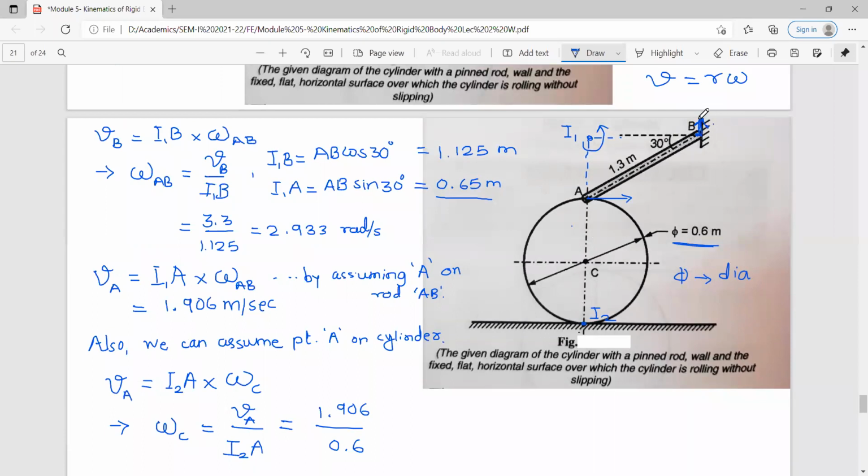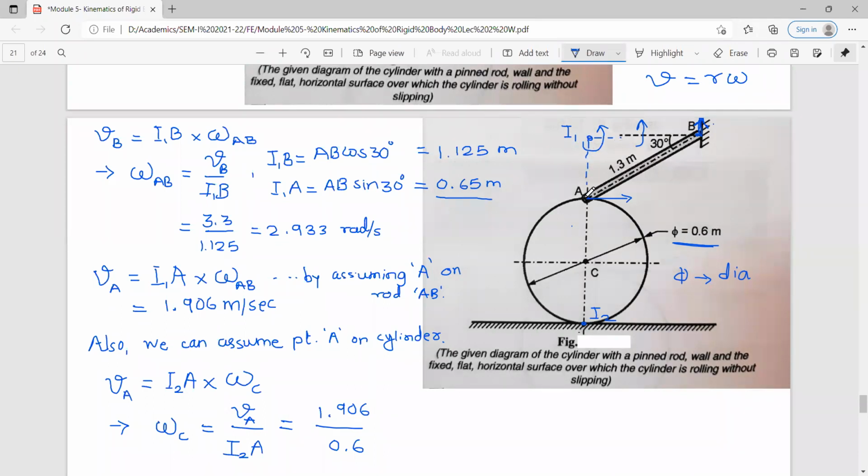If it is moving upward and ICR is here, okay, so one can say that this motion is which motion, clockwise or anti-clockwise? Anti-clockwise. So rod is moving anti-clockwise. Rod is turning anti-clockwise. So each and every point will have anti-clockwise motion. If rod is turning anti-clockwise, means point B will also have anti-clockwise motion. Point A, which is also on rod AB, will also turn anti-clockwise.